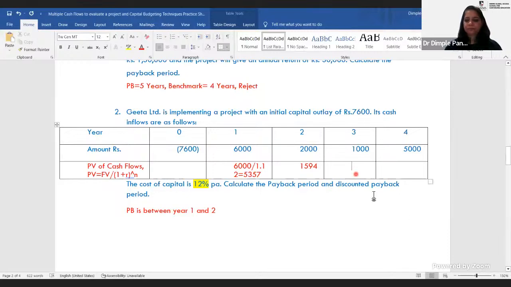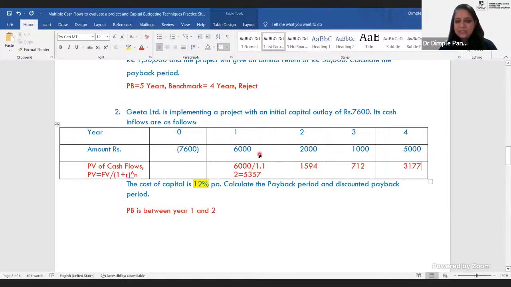Third one, 712, and the fourth one, 3,177. 712 and 3,177. Now tell me, what is the discounted payback period?